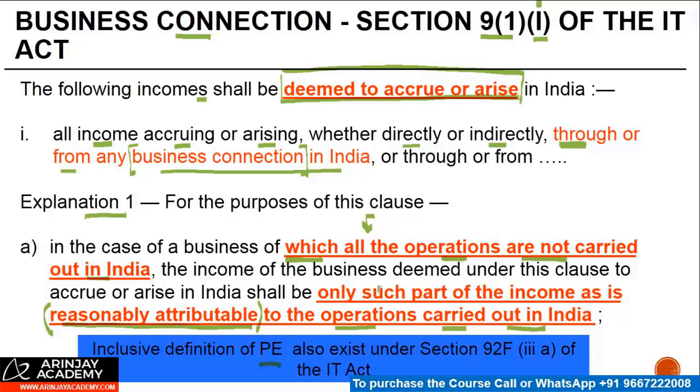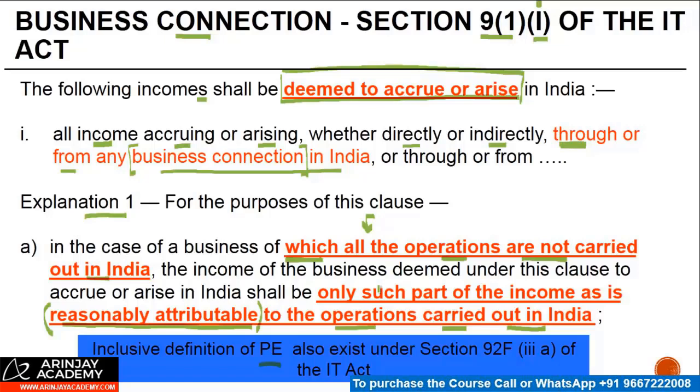So if, for example, this agent working in India had been the only business activity which the non-resident was carrying out, how much profit would he make? That allocation has to be done in many cases by use of transfer pricing methods, by finding other companies who have similar businesses and things like that. But whatever is reasonably attributable to the operations carried out in India, only that income will be treated as accruing or arising in India, deemed to accrue or arise in India through that business connection.